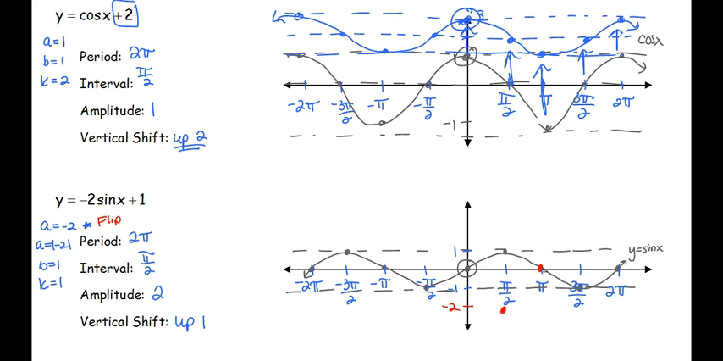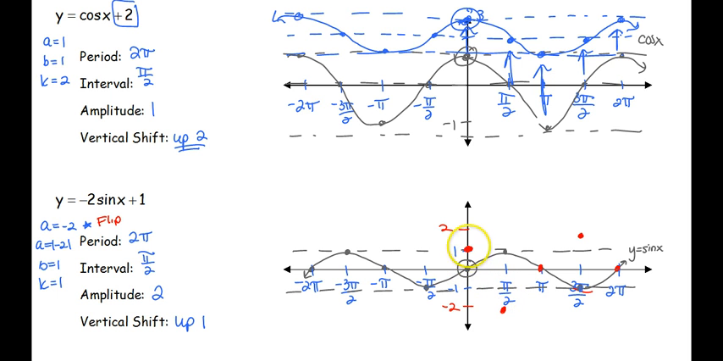0 times -2 is still 0. -1 times the -2 now puts us up at a +2. And 0 times -2 is 0. So notice how before we were going up, down, down, up, that negative makes it go down, up, up, down. We have reflected it. But we haven't taken into account yet our vertical shift.